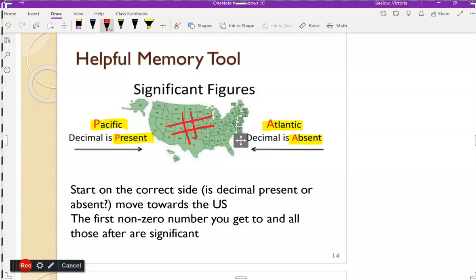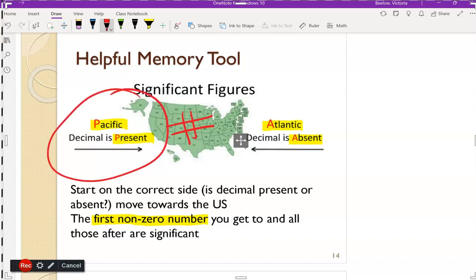If you have a number and there is no decimal, the decimal is absent. You're going to start on the right-hand side of that number, and you're going to move towards that number. And the first number you come across, the first non-zero number, so the first number that is not 0, you count that number as significant and everything after it as significant.